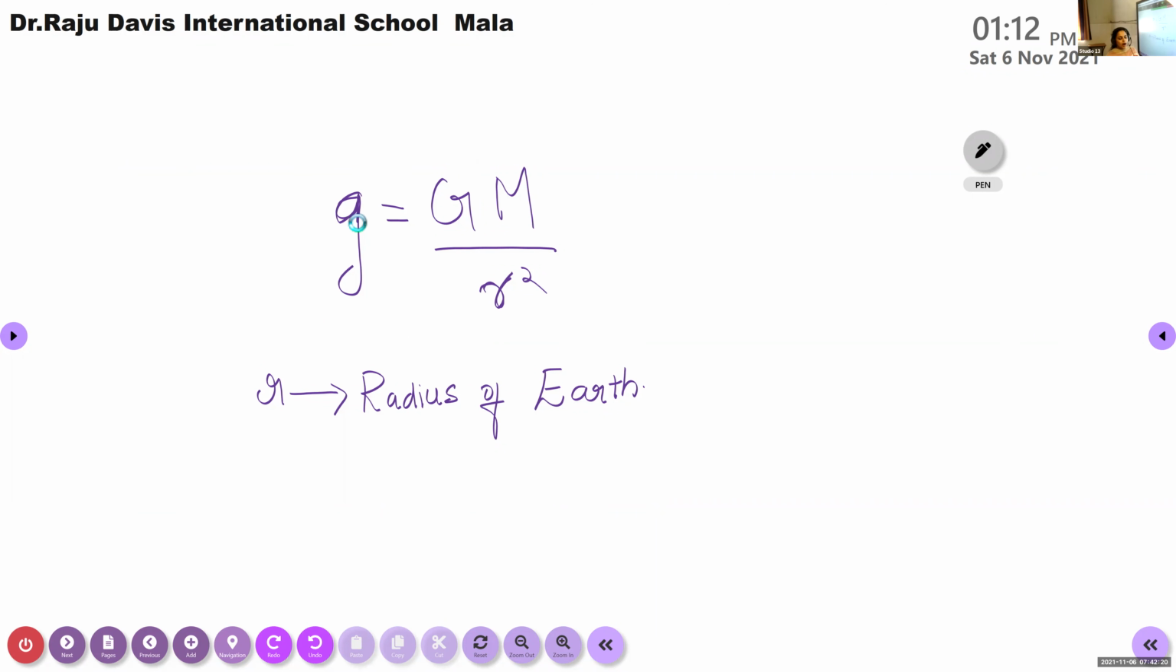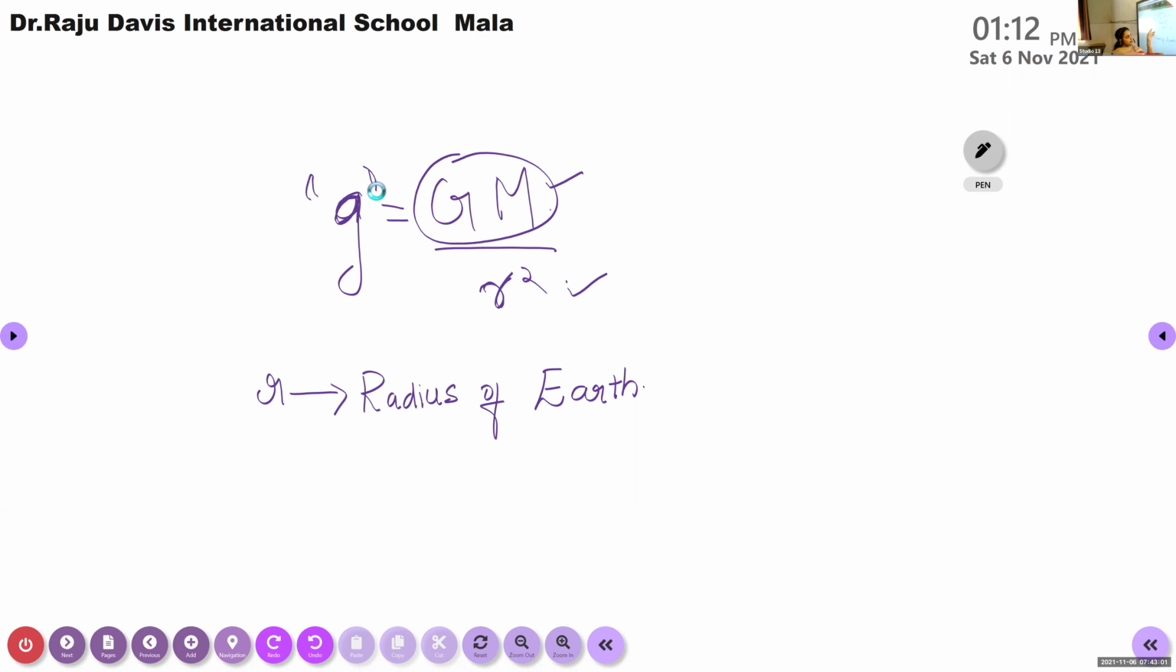I will give you a clue how to identify whether it is directly proportional or inversely proportional. You just concentrate on the numerator and the denominator. In any mathematical equation, all the terms present in the numerator are directly proportional to the term present on the left side of the equation. Similarly, all the terms present in the denominator are always inversely proportional to that physical quantity which is present on the left side of the equation.